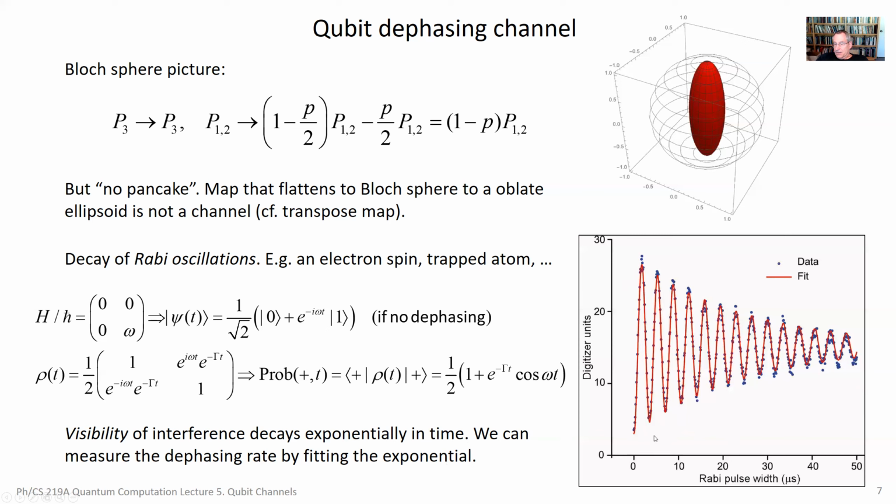It oscillates, but it also is governed by an exponential decay envelope. So from that data, I can measure both omega, which determines the period of the oscillation, and also the dephasing rate gamma from the exponential decay.